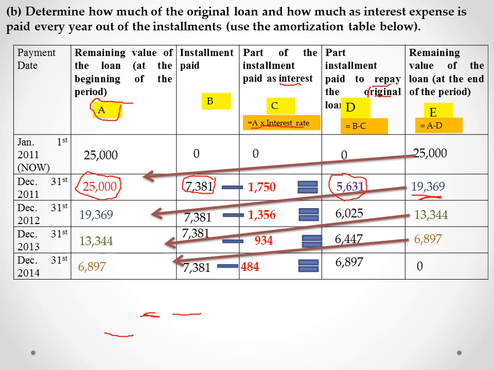Again, at the last time, you will multiply it by the interest rate 7% to know the value of interest expense on year 4. This should equal 484. You will subtract it from the total installments paid and you will get 6,897. Subtract D from A, you will get finally 0. So this means that the total value of the loan has been repaid over the 4 years. So this is the amortization table used to determine each year how much Rhonda will repay out of the original loan and how much will be paid as an interest expense.